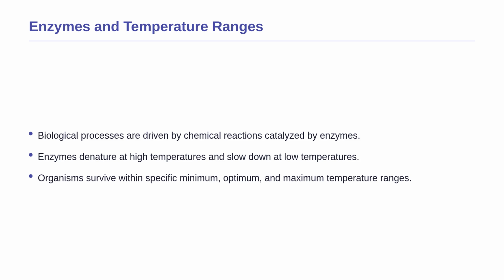Because of this, organisms have specific temperature ranges, consisting of a minimum, an optimum, and a maximum. When environmental temperatures fall outside this optimal range, organisms experience severe physiological stress, leading to reduced growth or even death.